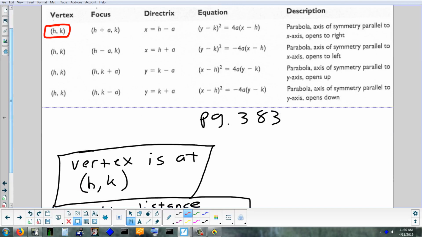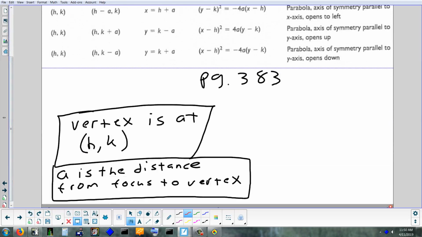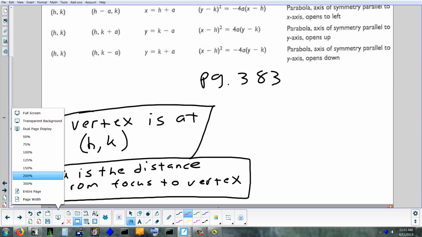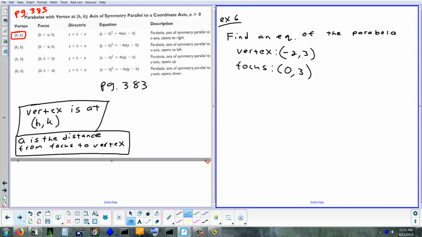Okay, so there's 3 letters you have to remember now. H, comma, K. That's your vertex. And then A is the same as it always was. A is the distance from the focus to the vertex, or A is the distance from the vertex to the directrix. Same thing. Just depends on what you know. All right, let's keep that up. It's kind of hard to see, but you got it in your book.